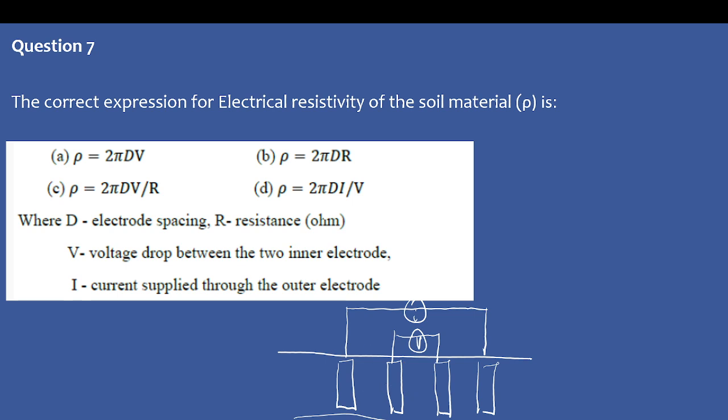So the resistivity of the soil, and this d is basically the spacing between the electrodes. Usually the resistivity, which is also used to characterize the soil, is given by 2 pi times the spacing between each electrode and the resistance. So the correct answer is option B.